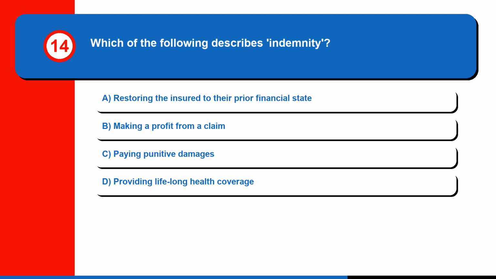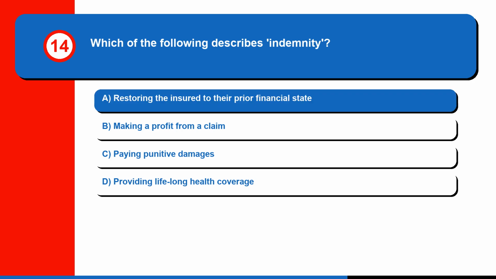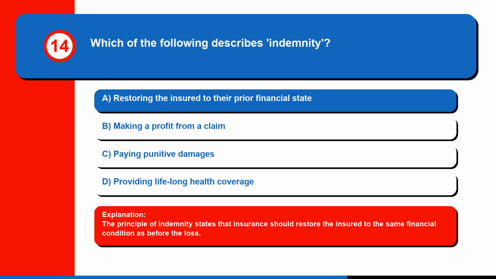Question 14. Which of the following describes indemnity? A. Restoring the insured to their prior financial state. B. Making a profit from a claim. C. Paying punitive damages. Or D. Providing lifelong health coverage. The correct answer is A. Restoring the insured to their prior financial state. The principle of indemnity states that insurance should restore the insured to the same financial condition as before the loss.